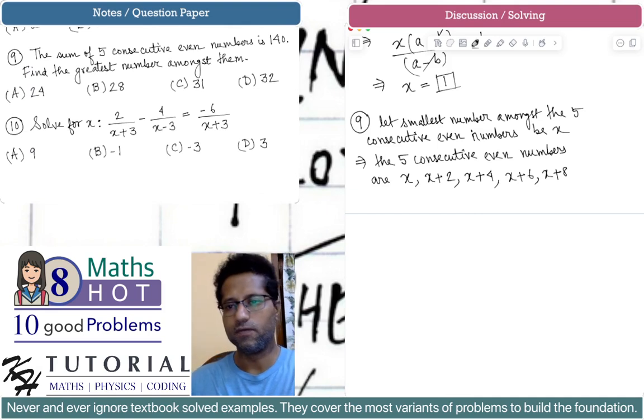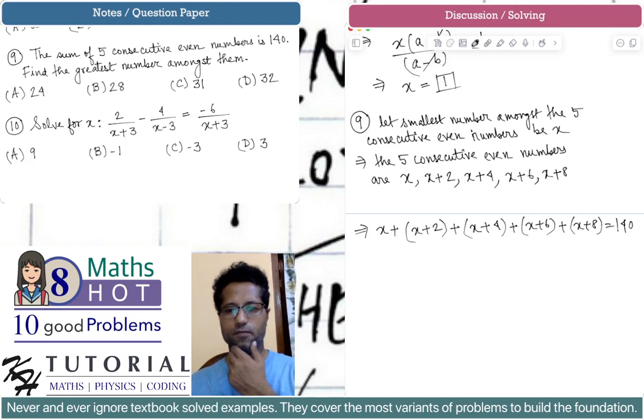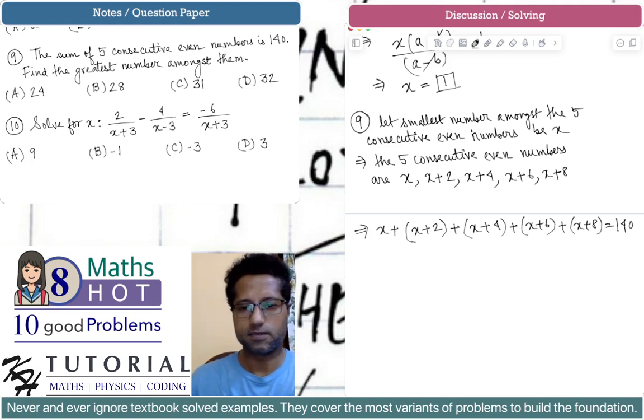The 5 consecutive even numbers will be x, x plus 2, x plus 4, x plus 6 and x plus 8. Their sum is given to be 140. So we must have x plus x plus 2 plus x plus 4 plus x plus 6 plus x plus 8 is equal to 140. So this is the linear equation we have formed, where from here we have to solve for x.